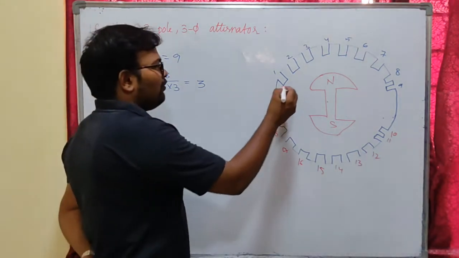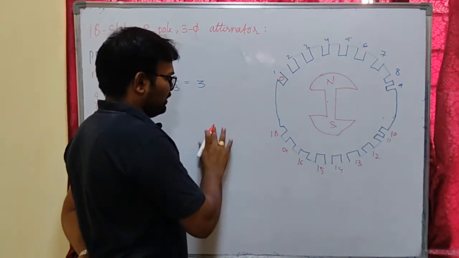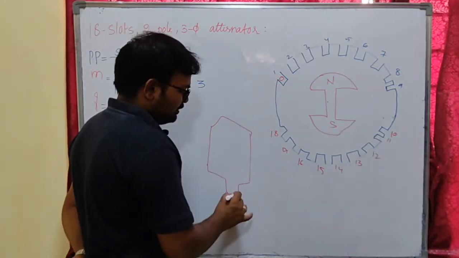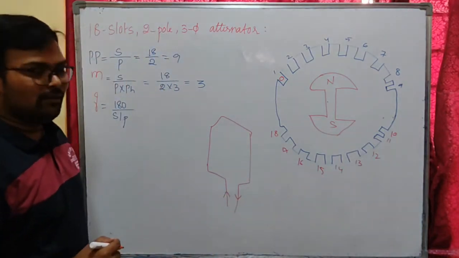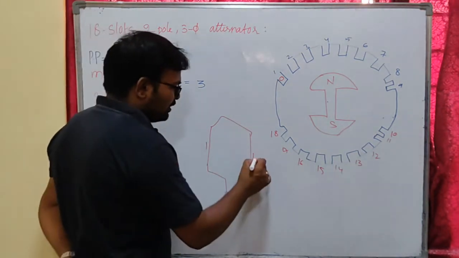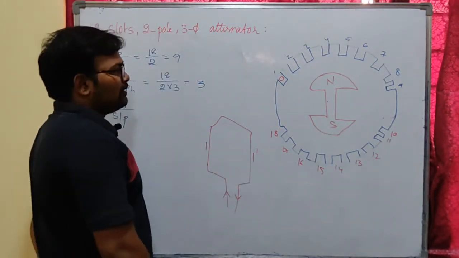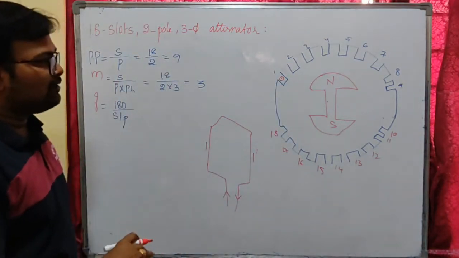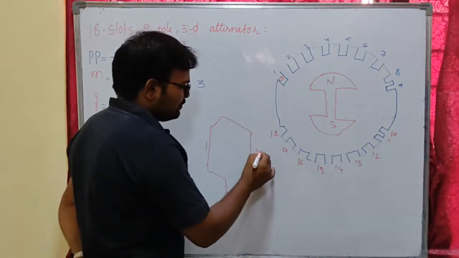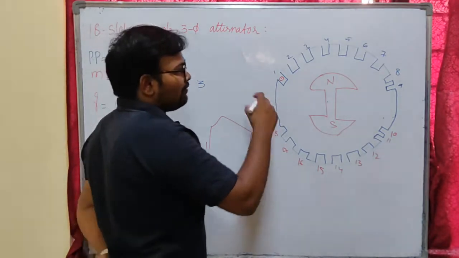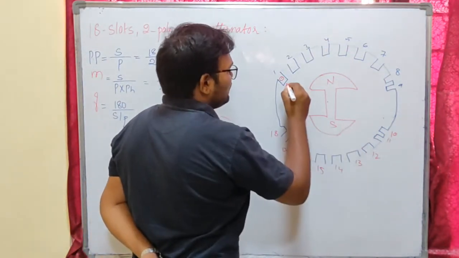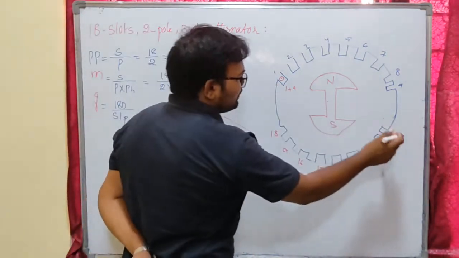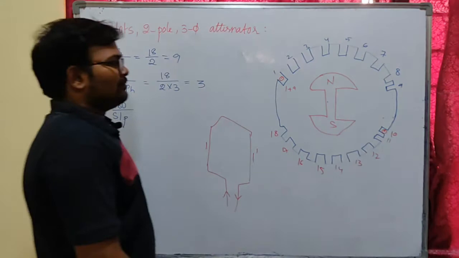Here, if you keep one coil, there are 2 coil sides of a coil. This is my coil, this will go in, this will go out, this is my one coil. This is my coil side 1, and this is the other coil side 2. So if I keep my coil side 1 in the first slot, for a full pitch winding I have to keep the other coil side after one pole pitch distance. Pole pitch is 9, so I have to keep the second coil side in the 10th slot.